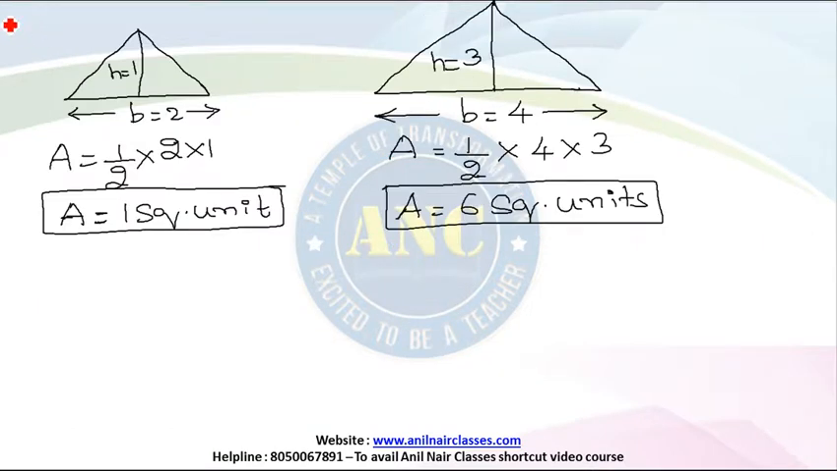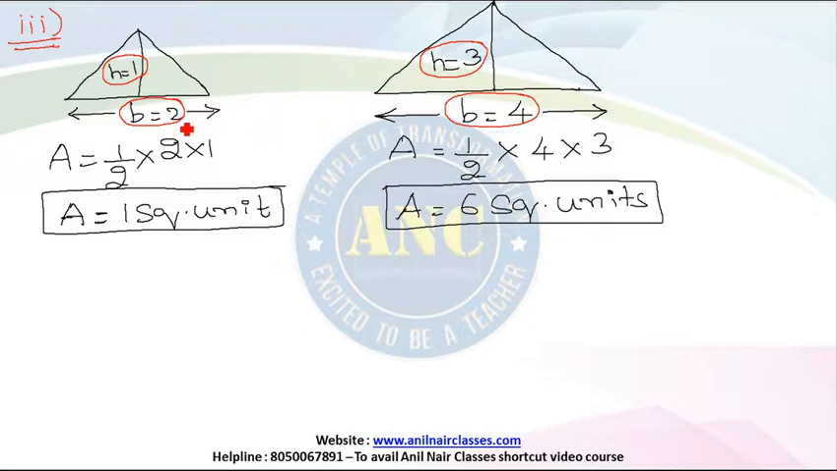Now, this particular third case, case number 3, the base is also not constant. Earlier the base was 2, now the new base is 4, right? The new base is 4. Height is also not constant. Earlier the height was 1, now the new height is 3.